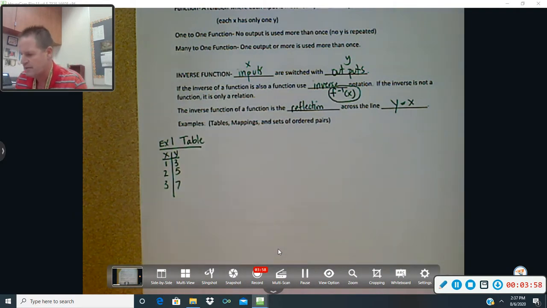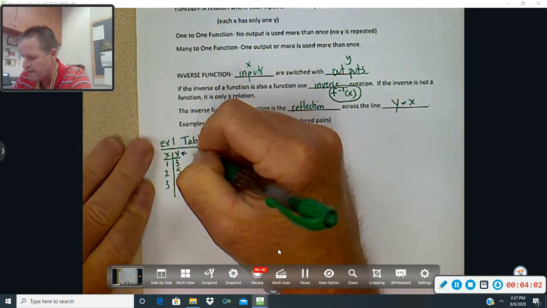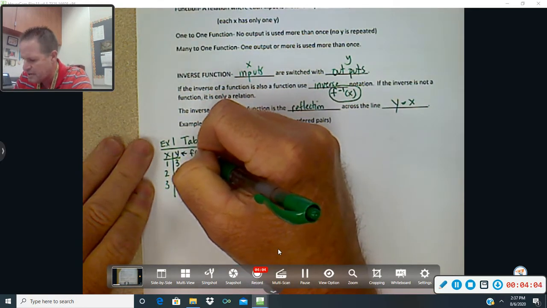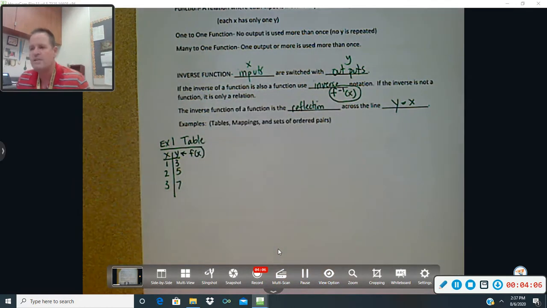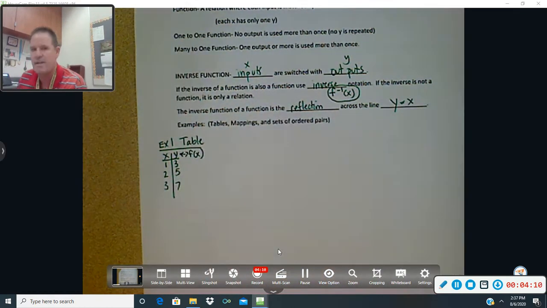This is the example. Now, one thing to note here is that if it is a function, oftentimes you'll see f of x instead of y. f of x and y are the same thing. Okay, and you've seen that before, and you'll see that kind of along the way here.